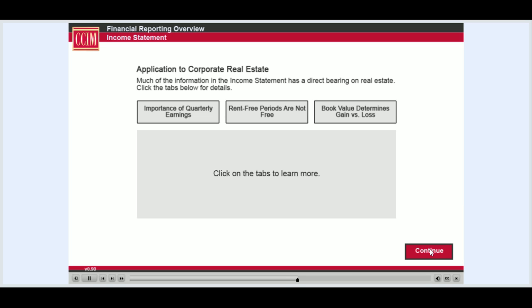Click on the topics to read about how different aspects of financial statements can impact real estate decisions made by many users.